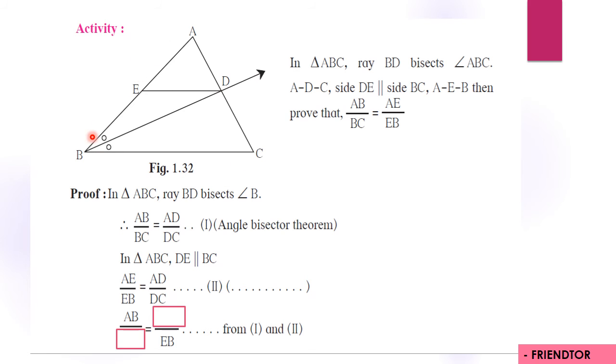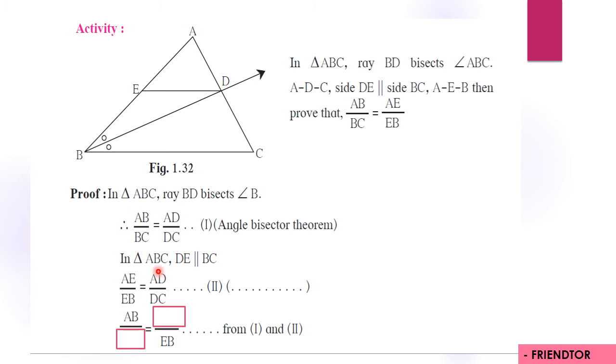Okay. So here we apply both the theorems, that is the basic proportionality theorem and the angle bisector theorem. And when you apply both and compare both the equations, then you arrive at this ratio very easily. So let's start. In triangle ABC, ray BD bisects angle B. Therefore, by angle bisector theorem of a triangle, we can say AB upon BC is equal to AD upon DC. So this is the bisector. The angle bisector theorem says that if you have a bisector of an angle, then it divides the opposite side in the same ratio as the other two sides. This is our first point.